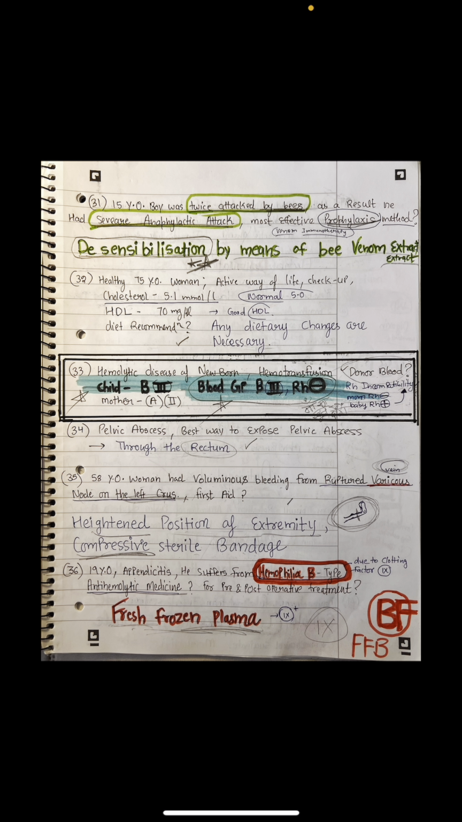Let's see the next patient, patient number 33. So the patient is having hemolytic disease of newborn and hemotransfusion, donor's blood. So hemolytic disease of newborn, we know that hemotransfusion should be done immediately in order to prevent the further complications. But the examiner is asking you, sir, which type of blood group you are going to give to the patient. So given is child's blood is B3 group and mother's blood is A group.